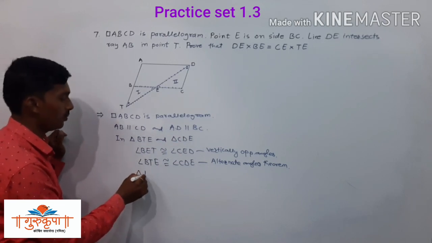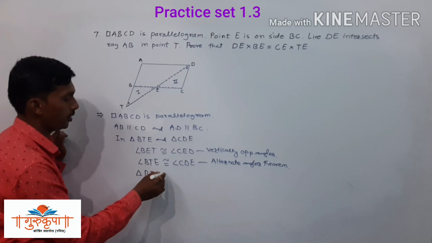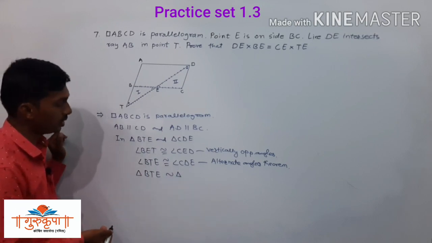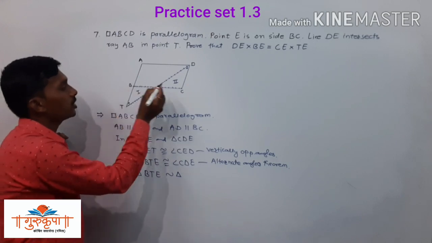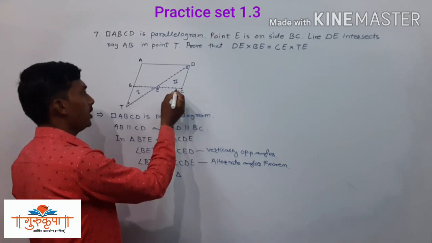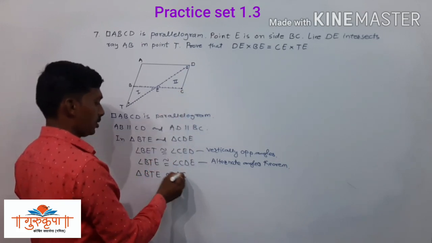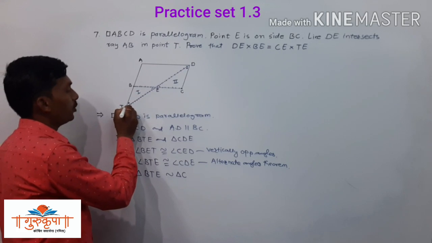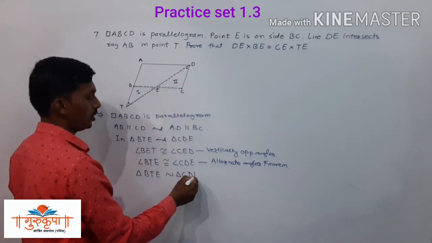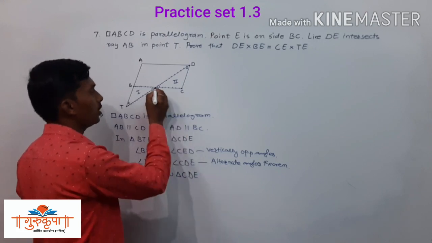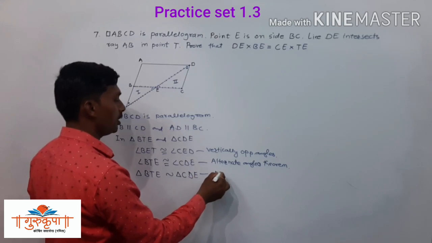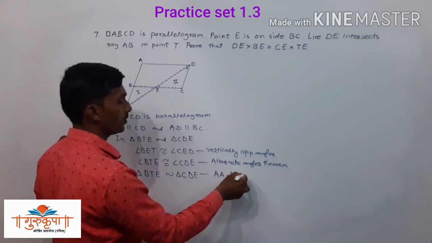Triangle BTE similar triangle CDE. We have to write the name of the other triangle by using the correspondence. B is the corresponding point of C, so here we can write C. Corresponding point of T is D, so here we will write D, and corresponding point of E is E, so here we will write E, and now the reason is AA test of similarity.